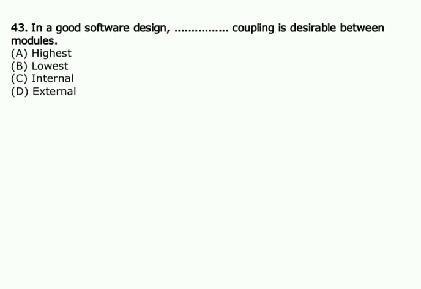In a good software design, dash coupling is desirable between modules. So least coupling is desirable between the modules. Why? Because coupling is the manner and degree of interdependence between software modules. It is a measure of how closely connected two routines or modules are, the strength of the relationship between modules. Coupling is usually contrasted with cohesion. Low coupling is often a sign of a well-structured computer system and a good design. So option D, the least coupling must be there between the modules in a software design. Next.